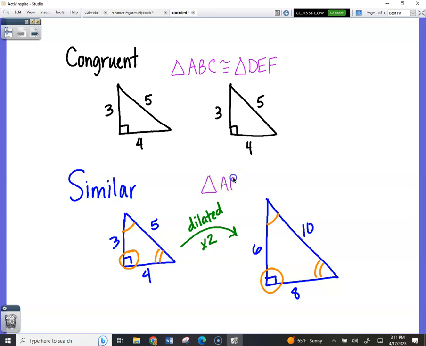But instead of writing a congruent symbol, look at this little squiggly. It's just the top part of the symbol. It stands for similar, okay? And it means the shape is the same. One of them got dilated to form the other one. The angles are congruent. The sides are proportional, okay? Angles are congruent. Sides are proportional.